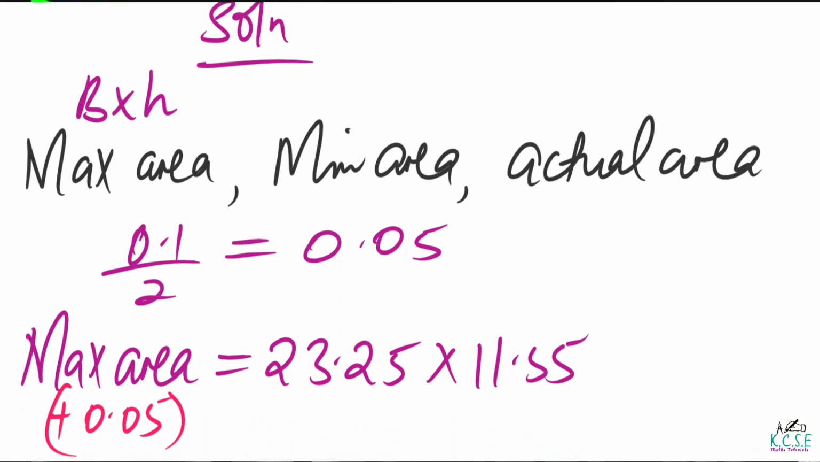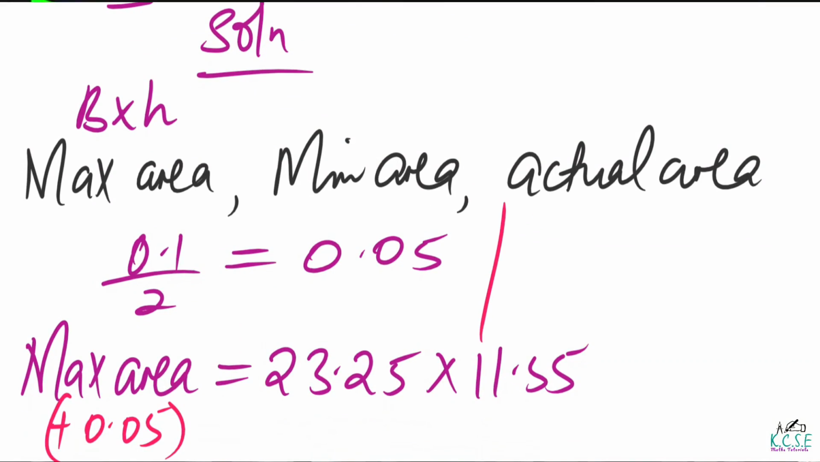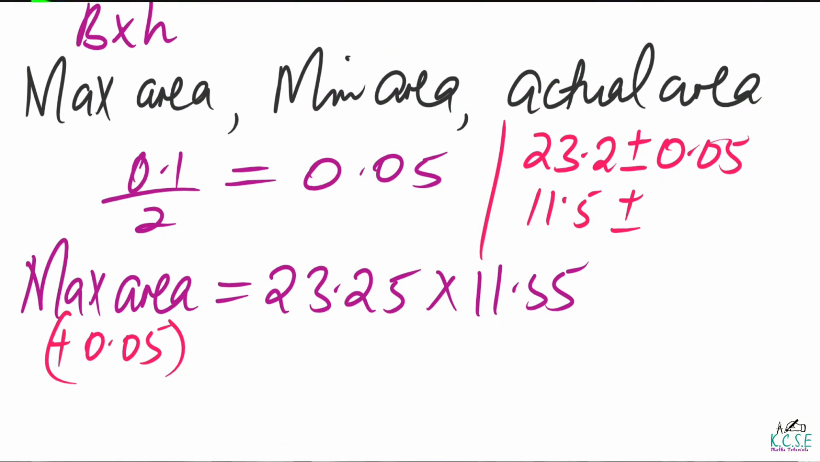I can write it here for clarity: 23.2 plus or minus 0.05, then the other measurement is 11.5. So multiplying these using the calculator, 23.25 multiplied by 11.55, we get 268.5375.